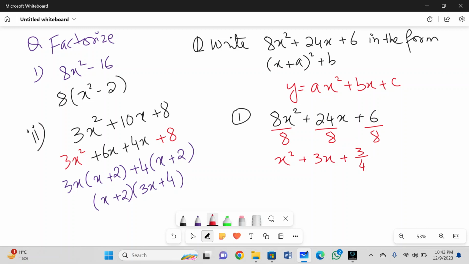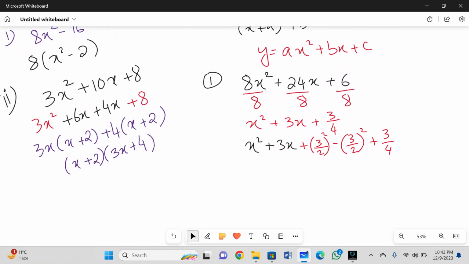Now after getting a as 1, your next target is that take half of b and then add and subtract the square of that in your expression. Here the value of b is 3, so I will take half of it. I will write x squared plus 3x as it is. Now I will take half of that b, which is 3 by 2. So I will add the square of this. Similarly, I need to subtract the square of this in order to balance the expression. Plus 3 over 4 as it is.